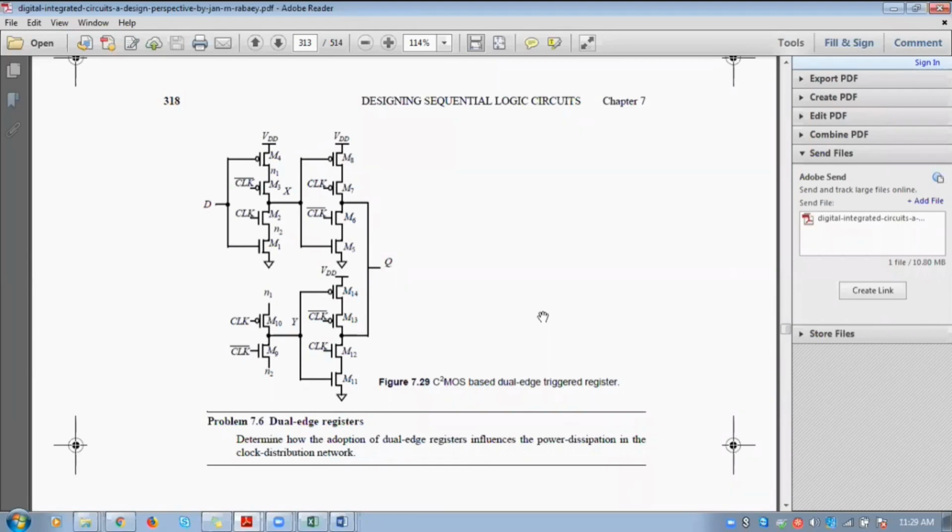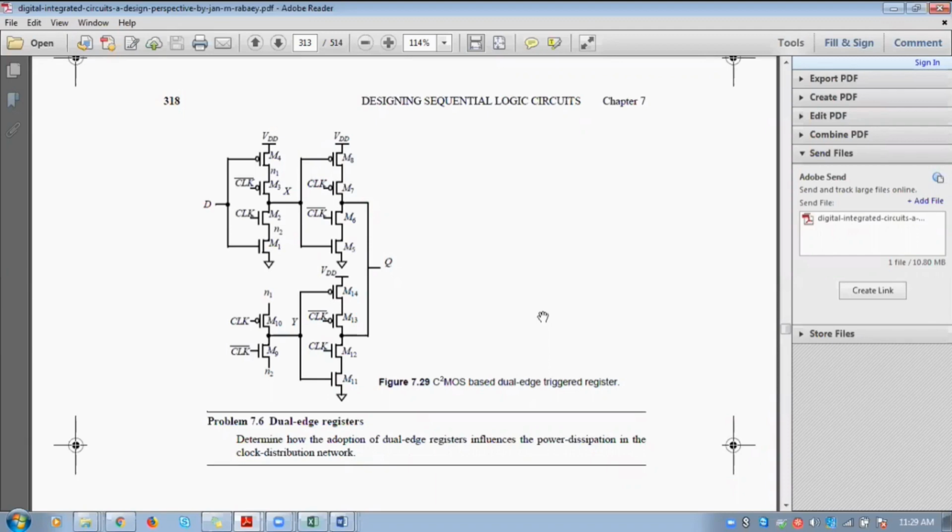If it is a negative edge triggered register, slave will be in transparent mode when we are giving a falling edge of the clock to the slave. At that time, master will be in hold mode. It is supplied with the increasing or rising edge of the clock. But a very, very effective design is the dual edge triggered flip flop. In this case, your circuit can make use of both rising edge as well as falling edge for the normal operation.